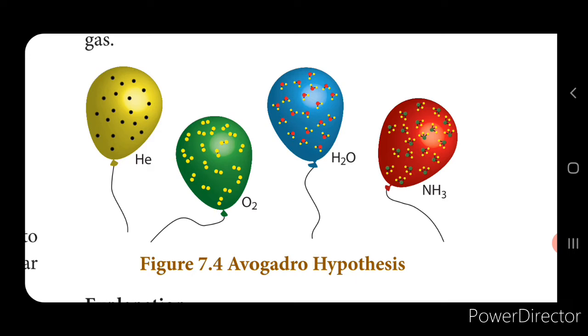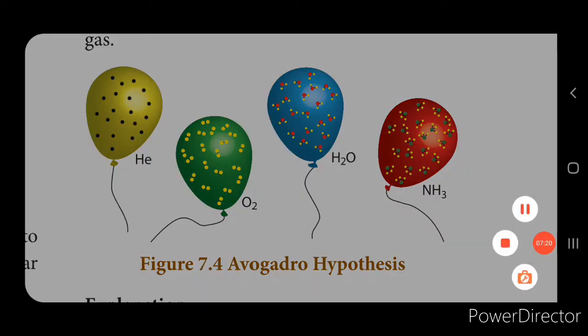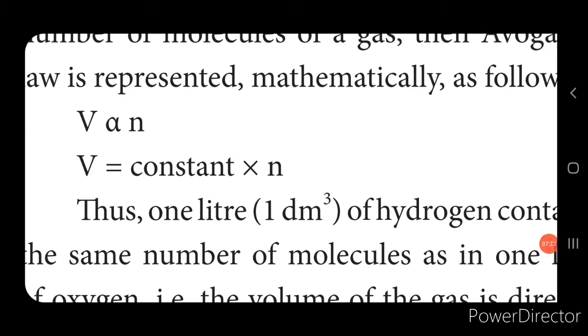Now for example, if I take 5 liters of these gases and calculate the number of molecules present in 5 liters of these different gases, I will find that the number of molecules present in these gases seems to be similar. Or we can say that the volume is directly proportional to the number of molecules. So V is directly proportional to N, or V is equal to constant into N.